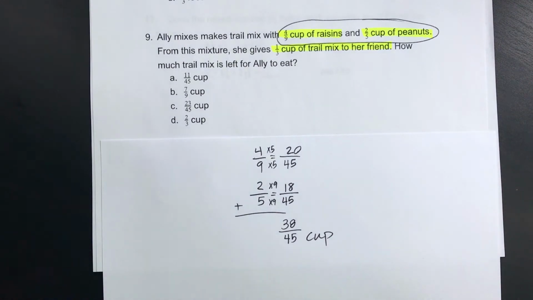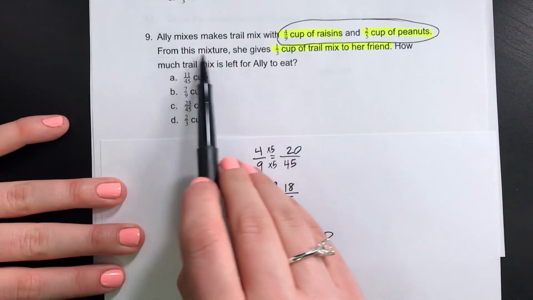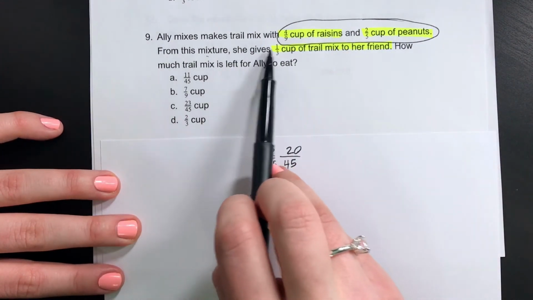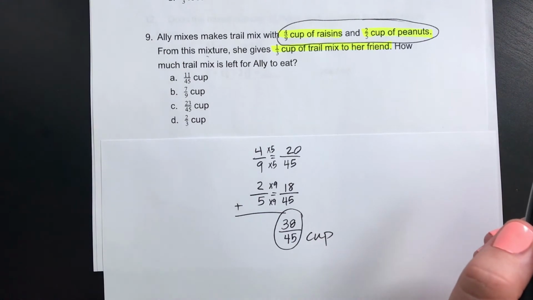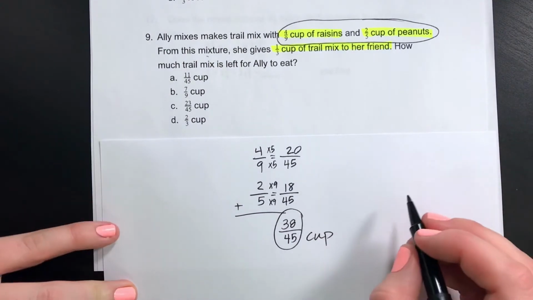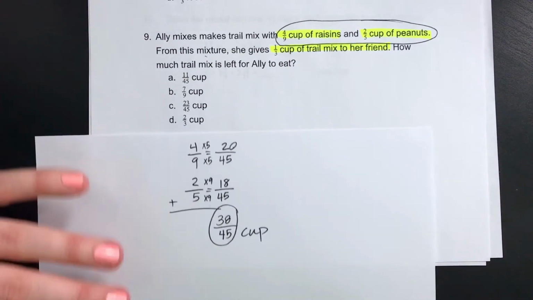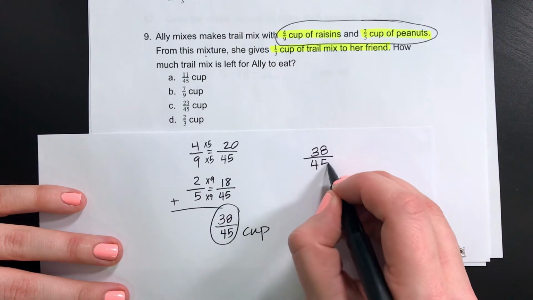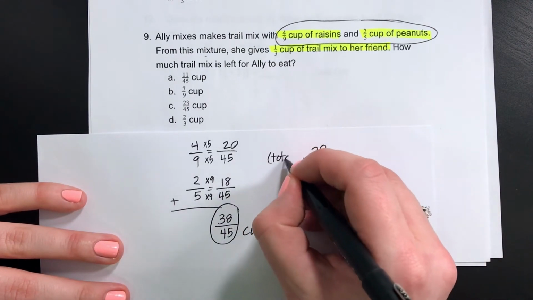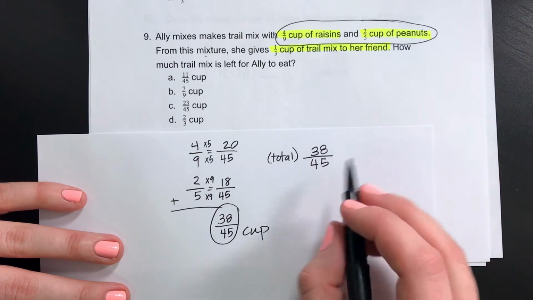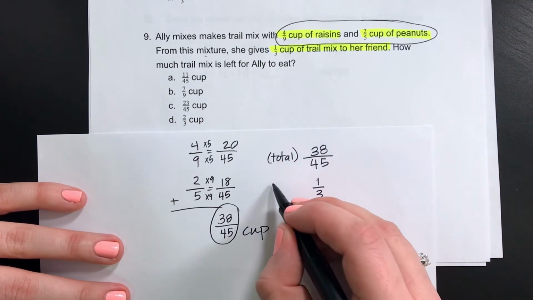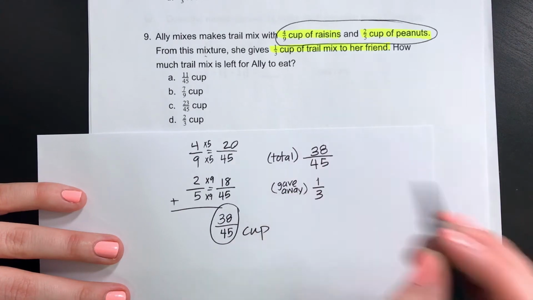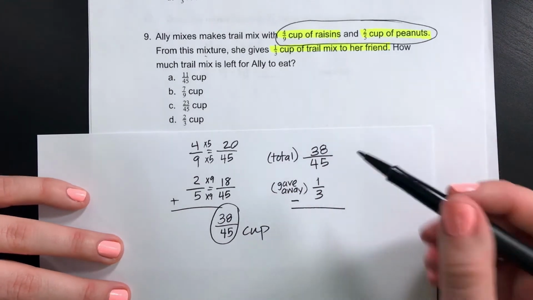But that's not the end of the problem. Now, from this mixture, meaning from the 38 45ths of a cup, she gives 1/3 of it to her friend. Okay? So now what we need to do is take that 38 45ths, which is her total, and we need to subtract 1/3, which is how much she gave away. Okay, so we're just subtracting now.